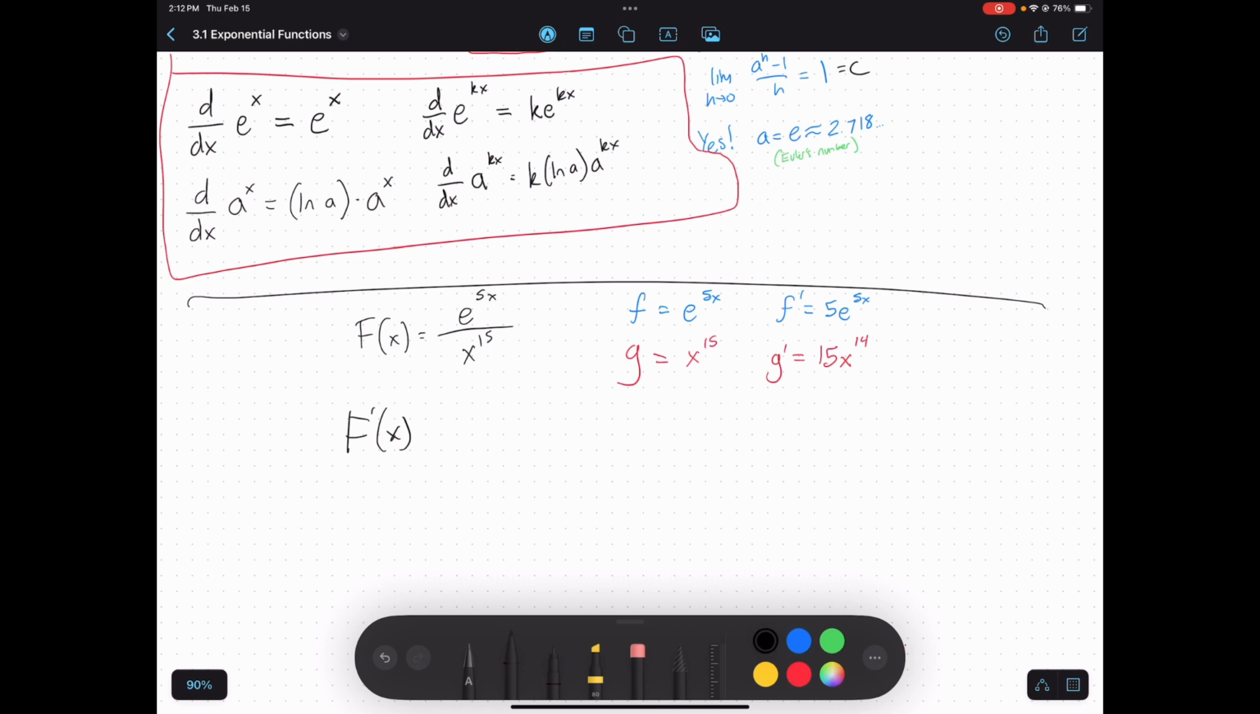Okay, put these together, and you get x to the 15th times 5e to the 5x minus 15x to the 14th times e to the 5x, all over x to the 15th squared. I can, of course, simplify this, but we're not going to bother, because on your homework, you won't have to simplify.